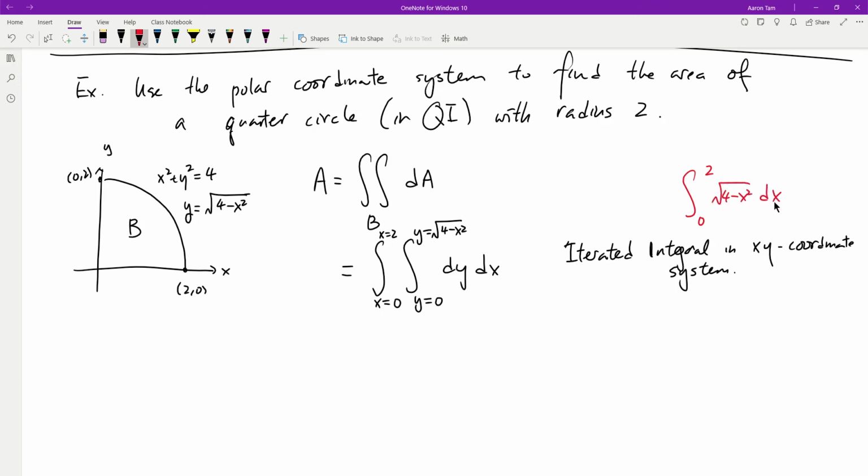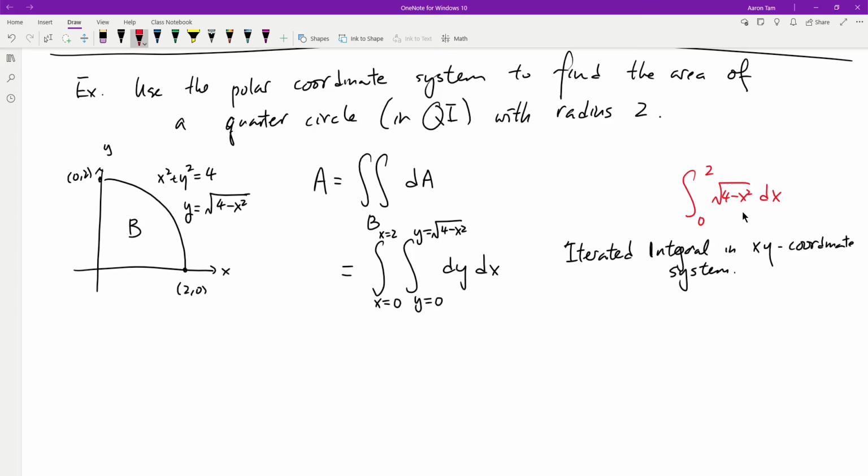Which is technically speaking what we get when I integrate this iterated integral once. Now, the problem with this integral right here, radical 4 minus x squared dx from 0 to 2, that integral actually cannot be done. I mean, well, yes, it can be done. You just have to do some trick substitution to get it to work. So that's actually an extremely difficult integral to do by hand.